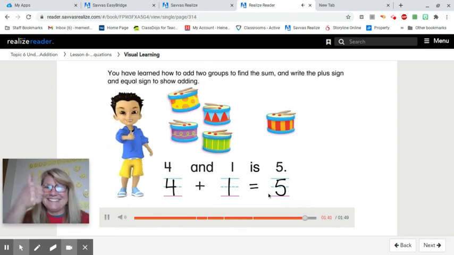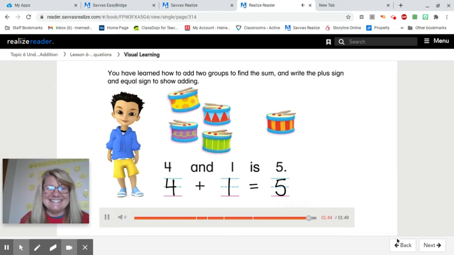You have learned how to add 2 groups to find the sum and write the plus sign and equal sign to show adding. I'm so proud. I'm so proud of you, kindergartners. Good job.